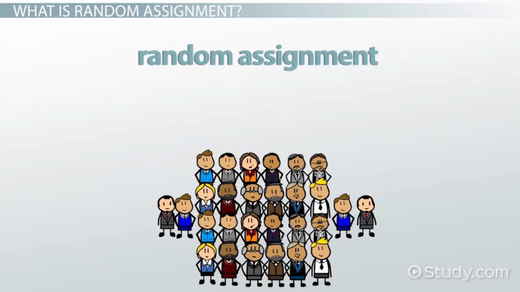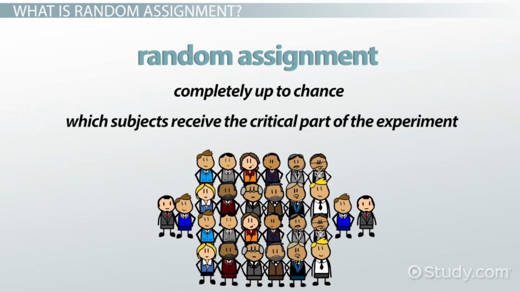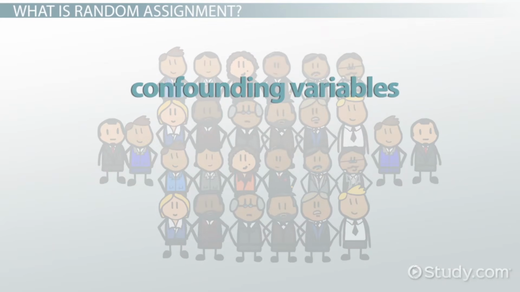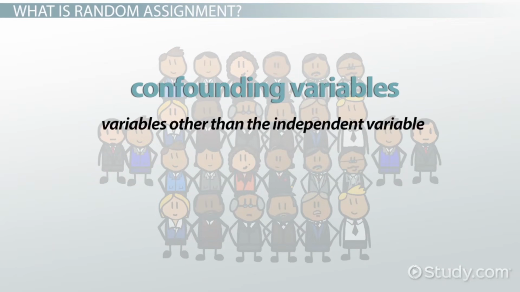Psychologists rely on random assignment to assign subjects to different groups in an experiment. Random assignment leaves it completely up to chance to determine which subjects receive the critical part of the experiment, which is imperative for determining that the independent variable is indeed what creates the result. Randomly assigning subjects helps to eliminate confounding variables, or variables other than the independent variable that could cause a change in the dependent variable.